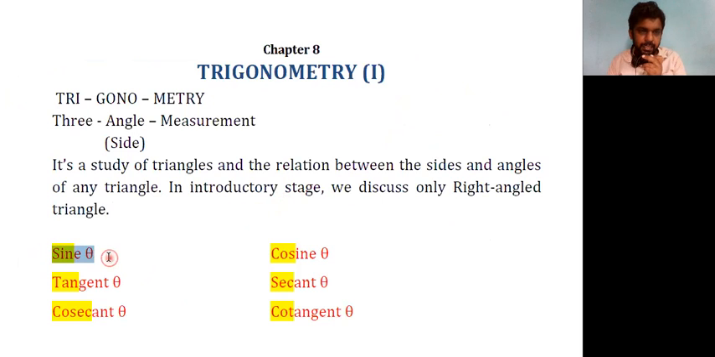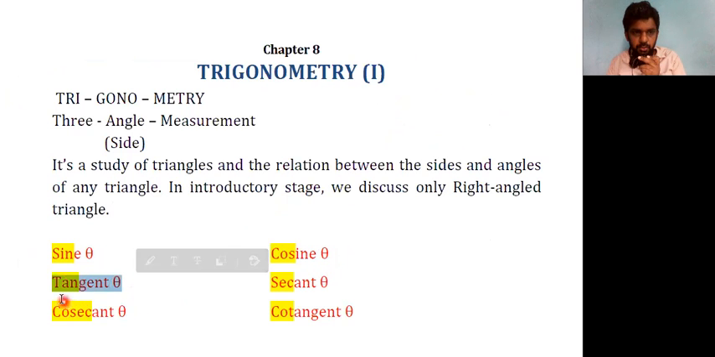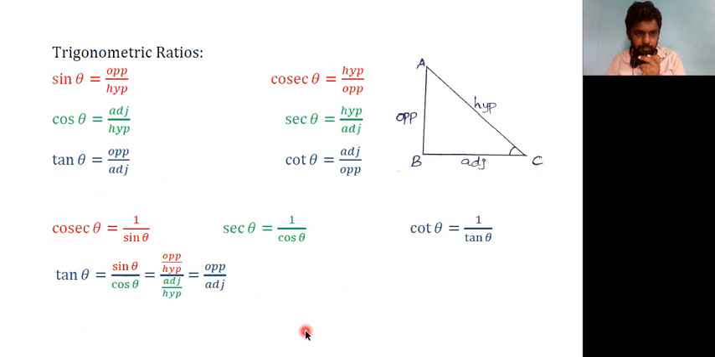So this is sine theta, in short written as sin theta. This is cosine theta, in short cos theta. This is tangent theta, in short known as tan theta. This is secant theta, in short known as sec theta, but we'll pronounce it as secant theta. This is cosecant theta, we'll write it as cosec theta, but we pronounce as cosecant theta only. So secant and cosecant will be pronounced as it is. For other things we use short form for the pronunciation. So this is cotangent theta, in short known as cot theta.